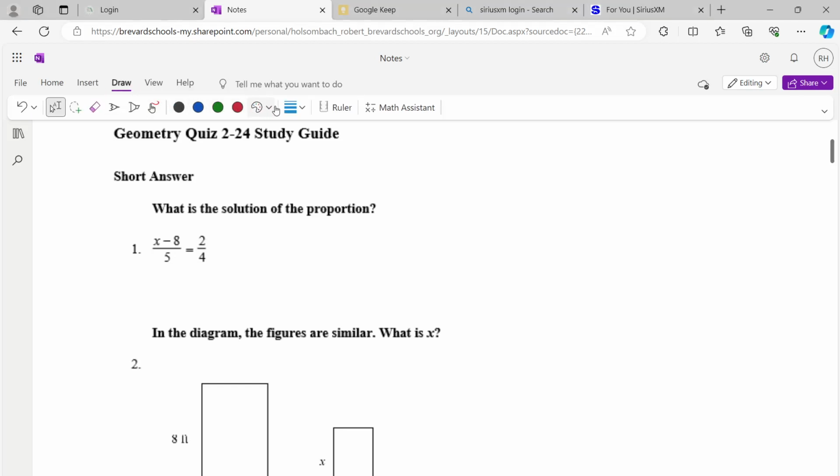Our x minus 8 times 4 is 4 times x minus 8. And it's equal to 5 times 2, which is 10. So you got to do the distributive property here. 4 times x is 4x. And 4 times negative 8 is negative 32, equal to 10. And then add 32 to each side.